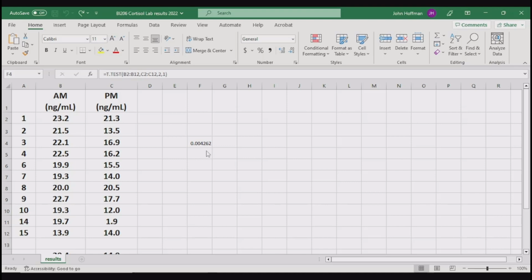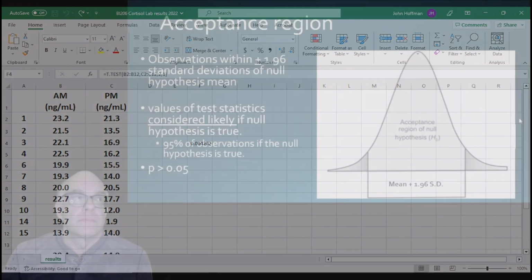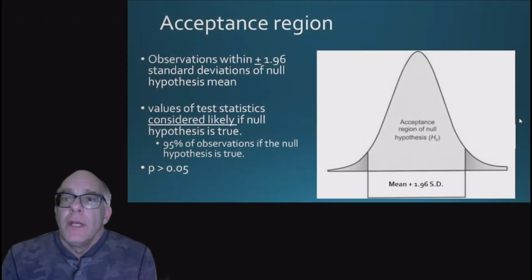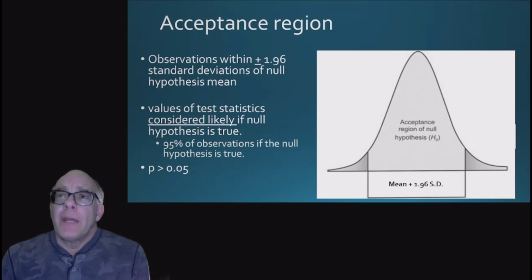Okay, so this is great. We have done a student's t-test to look at our results. We've got a p-value of 0.04. Now, what does that mean? So in order to understand what that p-value means, we need to review very quickly the difference between the acceptance region and the rejection region.